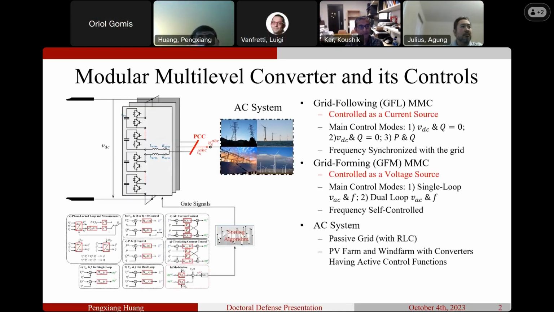I start from the modular multilevel converter and its control because that's the thing that I use all over my PhD study. So the modular multilevel converter is a new type of voltage source converter, but it's not totally new. It's been used for 20 years. But it can be controlled in different kinds of modes.